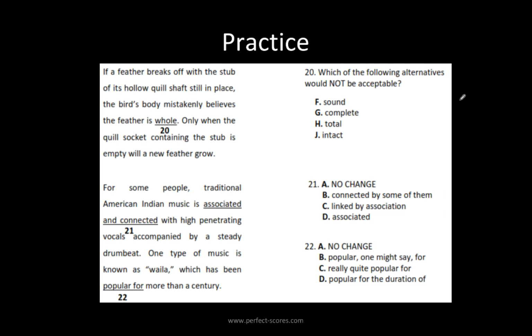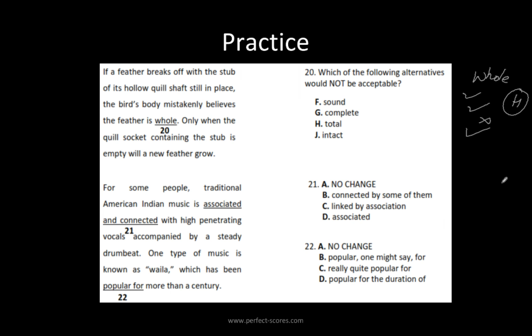So, which of the following alternatives would not be acceptable? So we have to find the one that's not acceptable. So let's read. If a feather breaks off with the stub of its hollow quill shaft still in place, the bird's body mistakenly believes the feather is whole. Can you say the feather is sound? We can. The feather is complete? We can. The feather is total? Probably no. The feather is intact? We can. The odd one out is H, so H is going to be the answer.